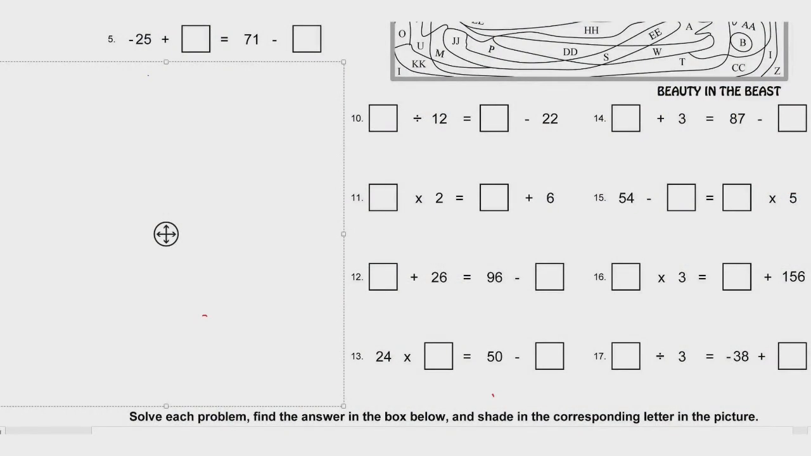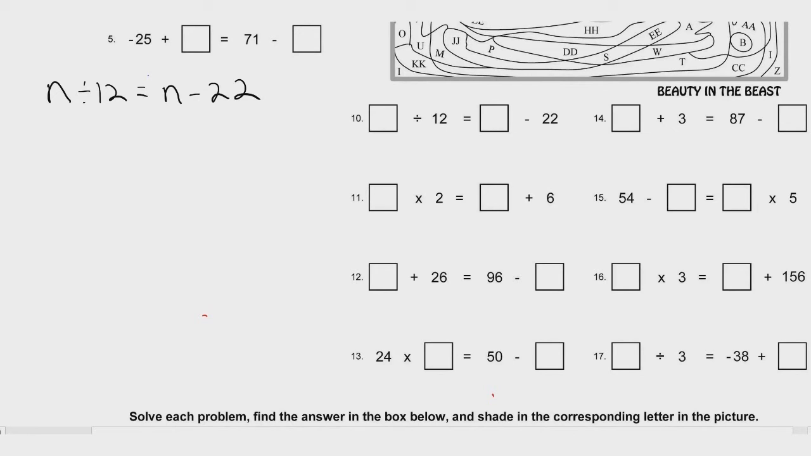Alright, welcome back. You were supposed to do problems 10, 11, 12, and 13 on your own. Problem 10, we have an empty box. I'm going to change it to n divided by 12 equals an empty box. I'm going to change it to n minus 22. All right, what do we do first?